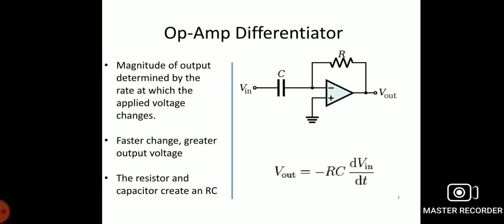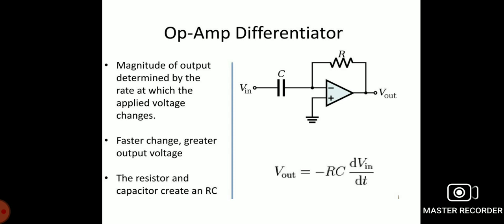So the output voltage V naught has a negative sign, which indicates that there exists a 180-degree phase shift between the input and the output signal. So this is the complete operation of the differentiator using the operational amplifier.